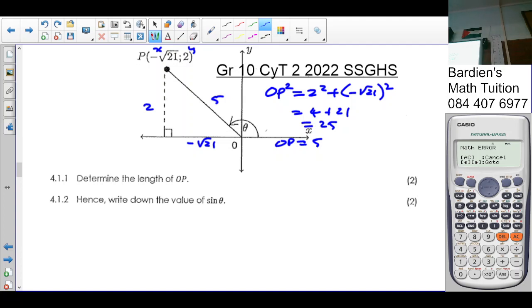So the hypotenuse is never negative. And then when I take the square root of 25, it's supposed to have been plus minus. But not in this case, because why? It's your hypotenuse. So the length of OP, this is question 4.1.1, is 5. Alright. 4.1.2 says hence write down the value of sine theta. So sine theta, what does sine stand for? Opposite over hypotenuse. So it's 2 over 5.